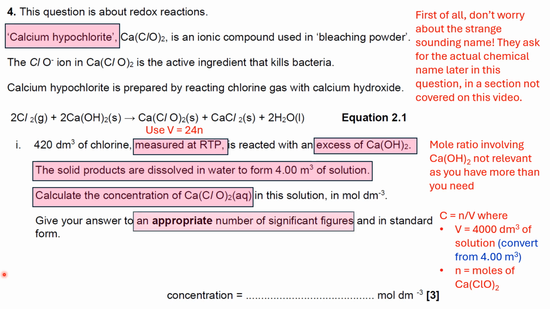And finally, they want you to give your answer to an appropriate number of sig figs. So having a quick look at everything, you've got 420, which is 3 sig figs, and 4.00, which is also 3 sig figs. So from the data given in the question, it's all in 3 sig fig format, so you give your answer as 3 sig figs.